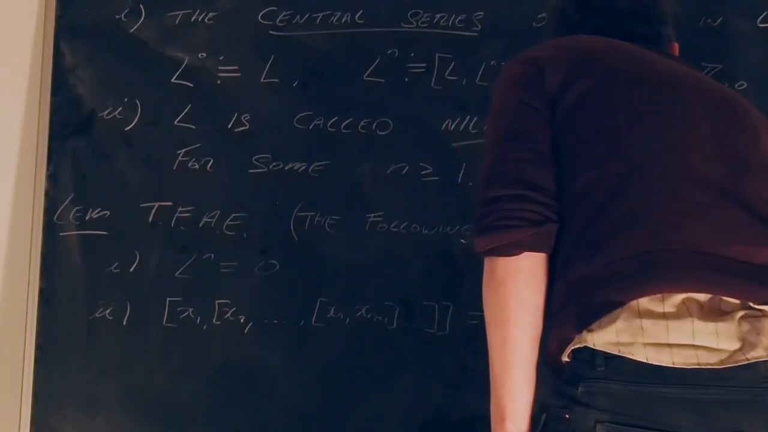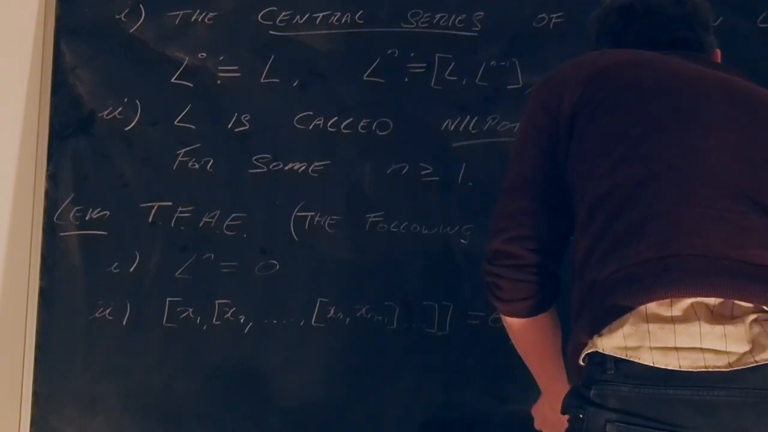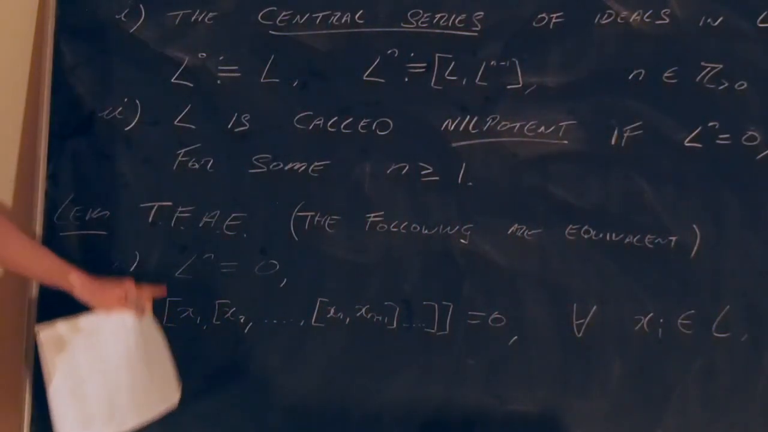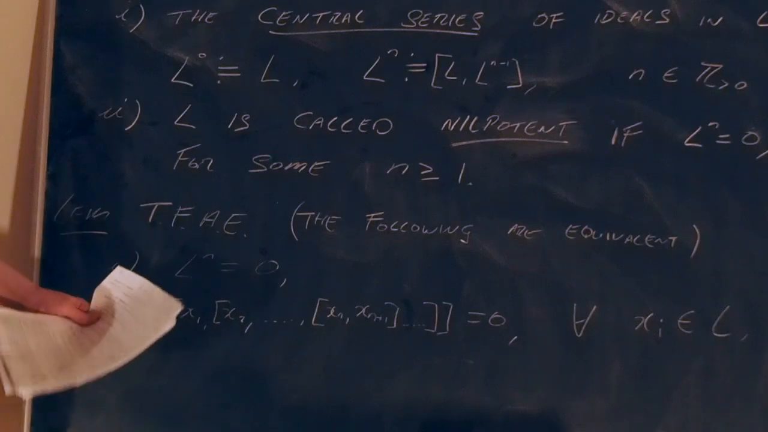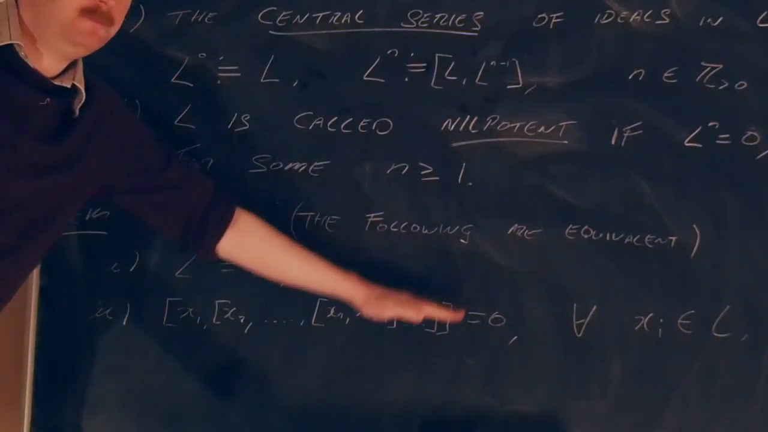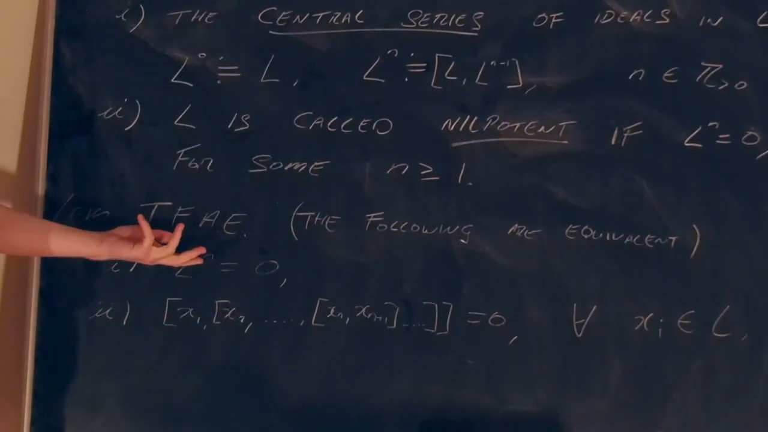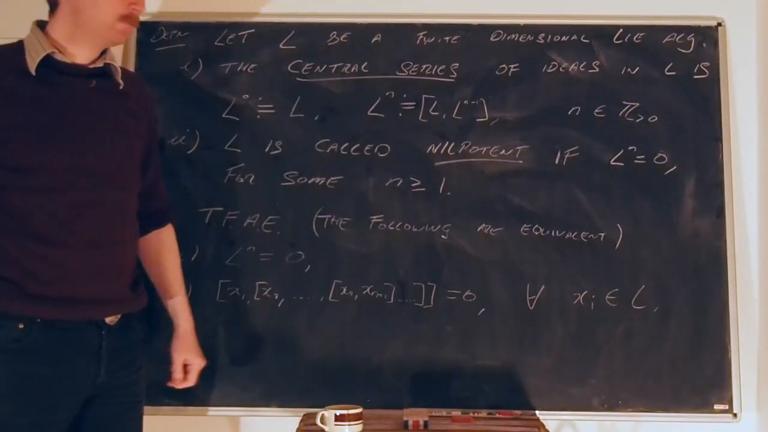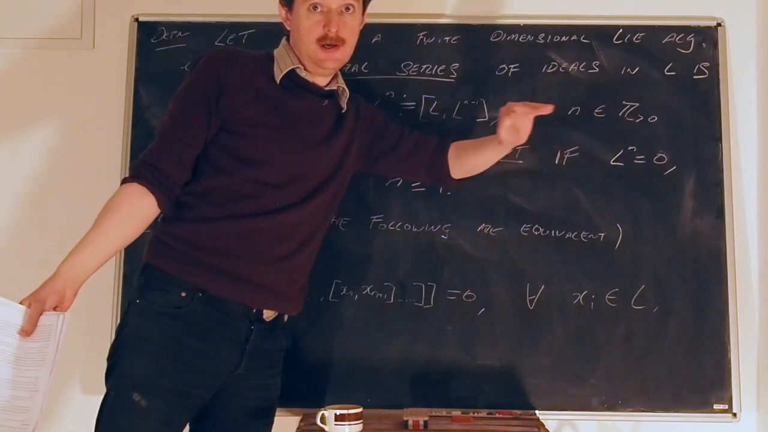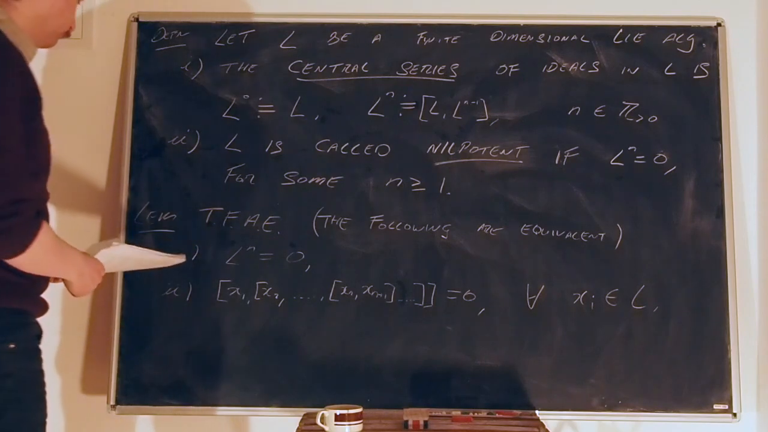For all xi, yeah, and m. Okay, so I think this should make sense, because this is just going to be all elements of this form. So if this is equal to 0, then all of these have to be equal to 0. That's what it means. It means that the only element inside this subset is 0.